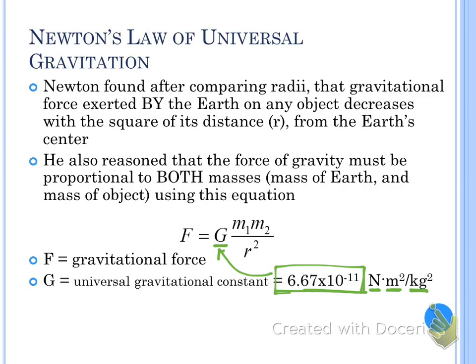This value, again, you'll need to write down. We use this value a lot. You'll probably have it memorized by the end of the chapter because we plug it into our calculator so much. 6.67 times 10 to the negative 11th. Make sure you get that negative there.